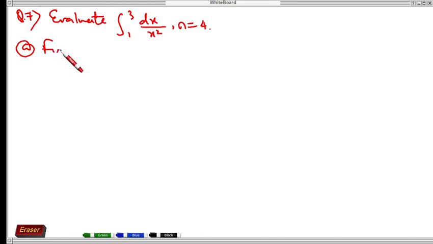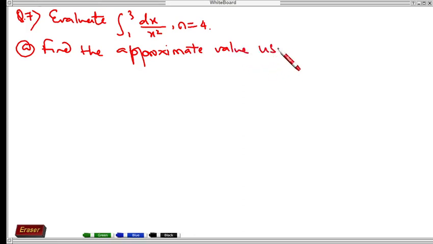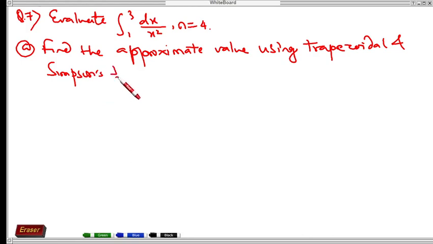Number A, find the approximate value using trapezoidal and Simpson's 1/3 rule.